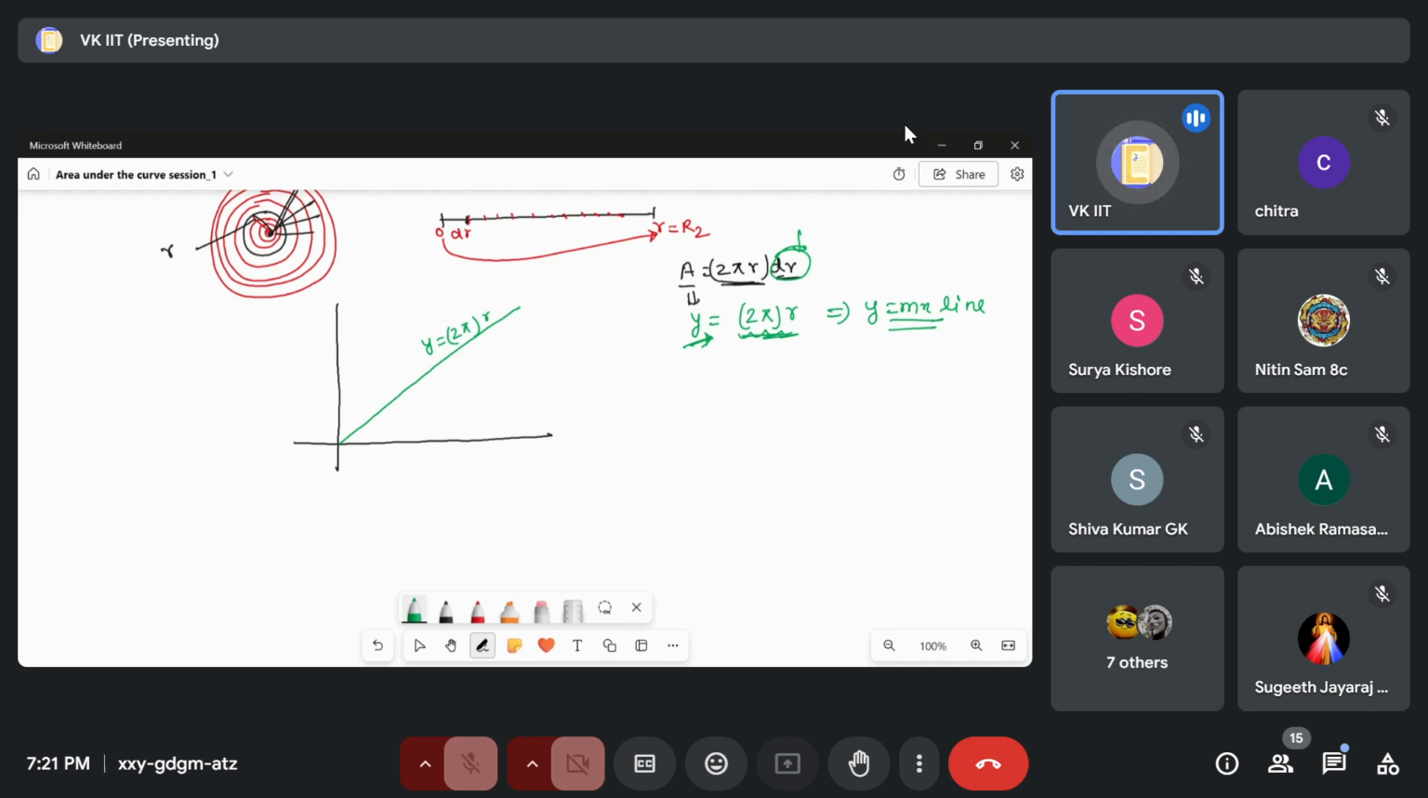Any confusion up to here, anyone? I'm going from very basic, right? Is there any doubt? Because this is required, that's why. Yes, okay. So let's quickly move on to the next part then.